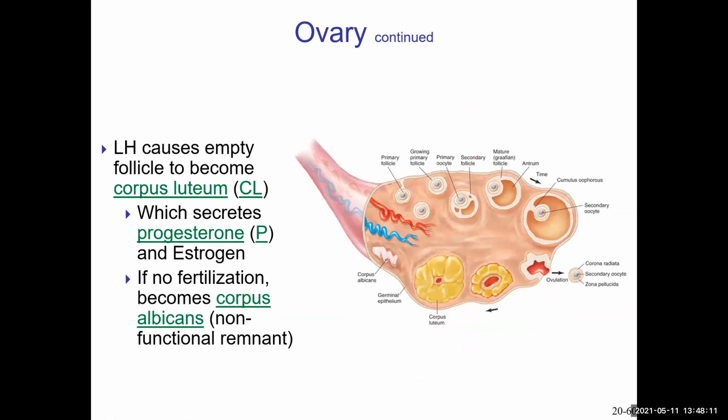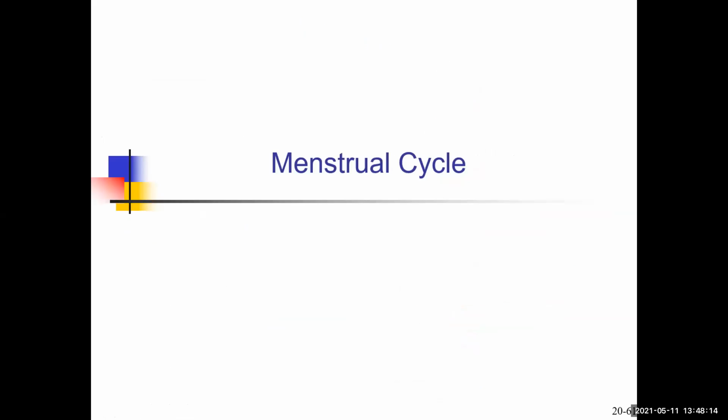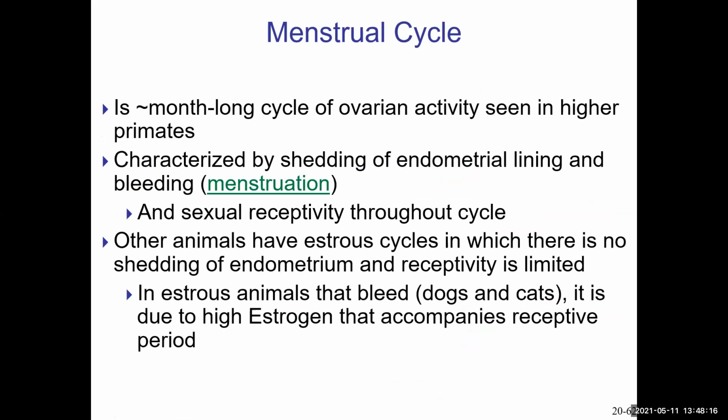These are the same things we talked about here. So let's talk about the menstruation cycle now. What is the menstruation cycle? The menstruation cycle is an approximately month-long cycle of ovarian activity seen in higher primates. So it is the ovarian hormone that affects the uterus, causing change in the uterus, and losing the endometrium is menstruation. Okay, so the menstrual cycle is characterized by shedding of the endometrial lining and bleeding.